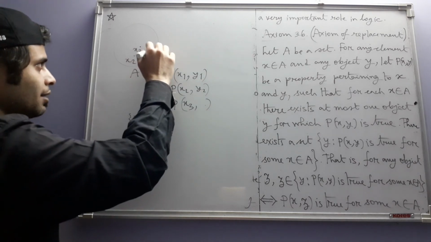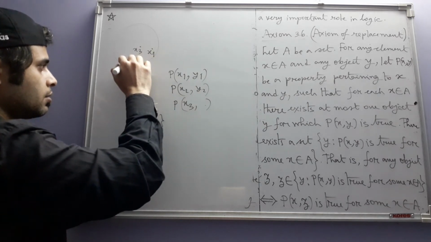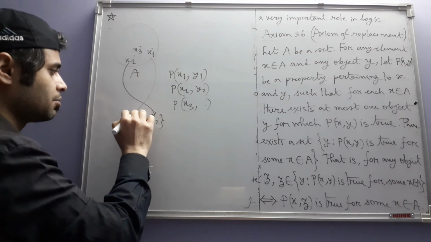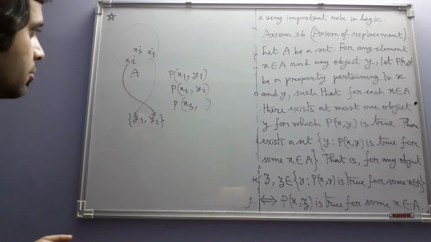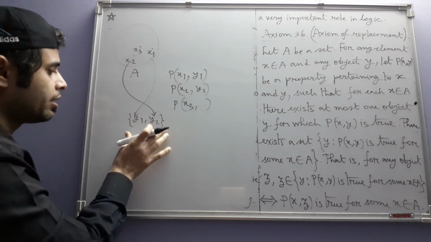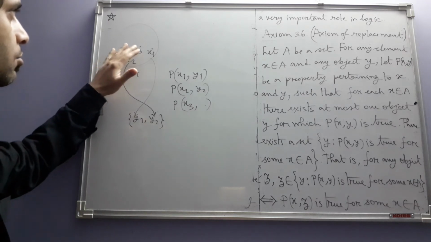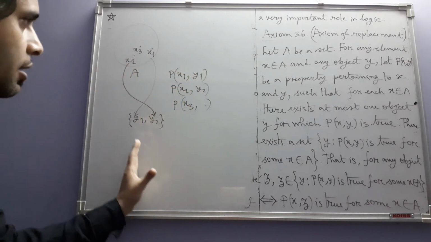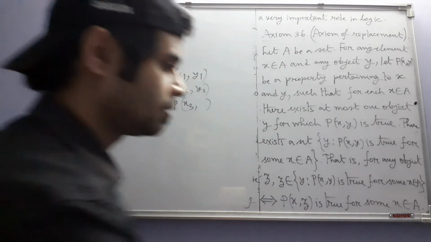So here we have replaced x2 by the object y2, x1 by the object y1, and we have not replaced x3 by anything. So that's how from a given set we are getting an entirely different set whose objects may not have anything to do with the original objects other than these facts. So that's how we get a new set. This is known as the axiom of replacement.